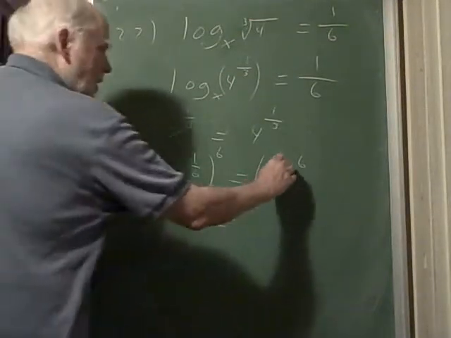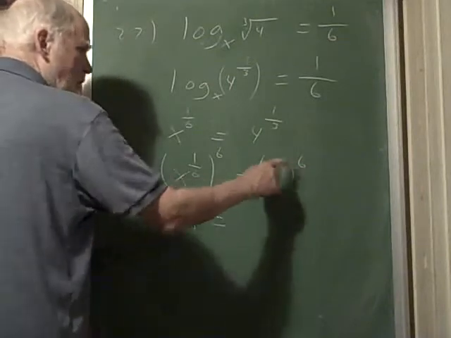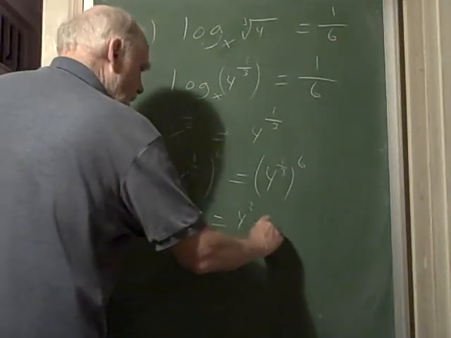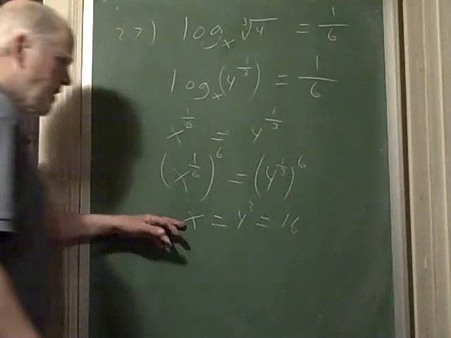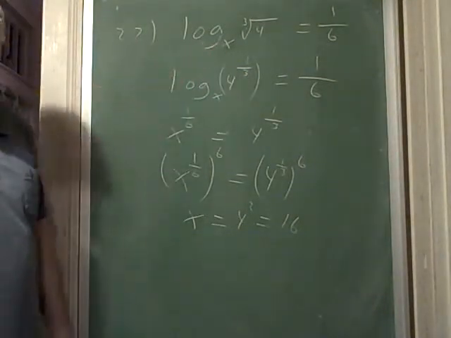And over here, I'm sorry, it's 1/3, isn't it? And over here, 6 times 1/3 is 2. 4 squared, which is 16. So x equals 16 right here.